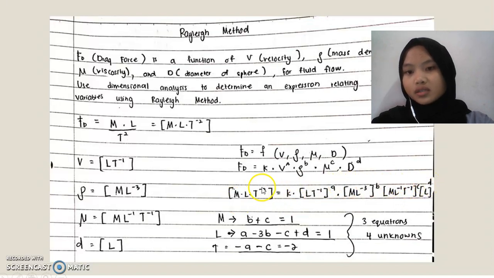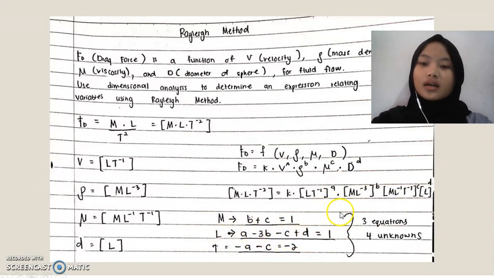So we know that this one here equals all this, so we can form an expression. For M, the power is 1, so it equals b plus c, so b plus c equals 1. Same goes for L. L is 1 here, so it equals a minus 3b minus c plus d. And same goes for T.